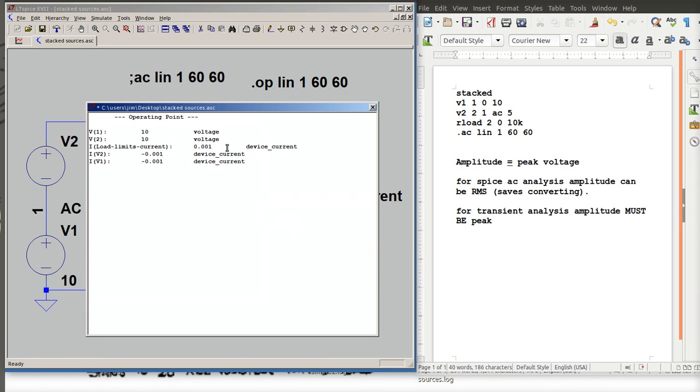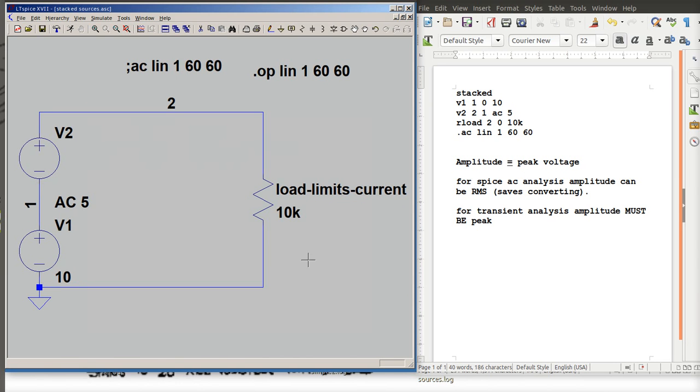Tells me I've got 1 milliamp flowing through that, and I've got a voltage of 10 volts. So I've got 10 volts DC with a 5 volt AC waveform riding on my 10 volts across that resistor. Pretty straightforward, about as simple as you can get for this circuit. Now I want to do the transient analysis.